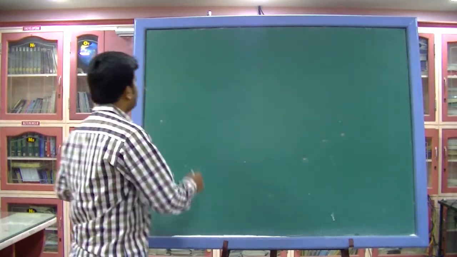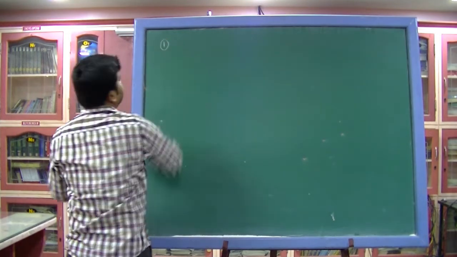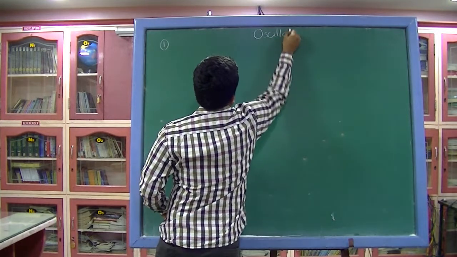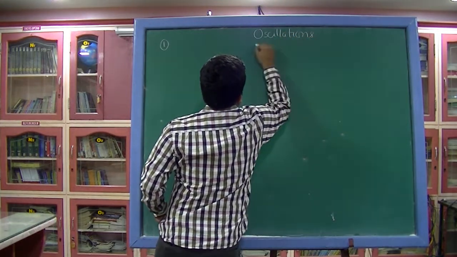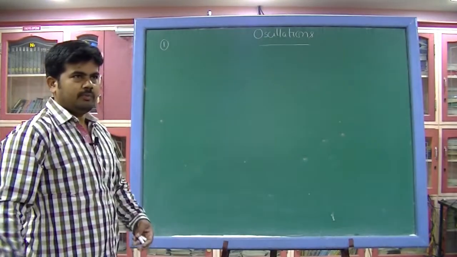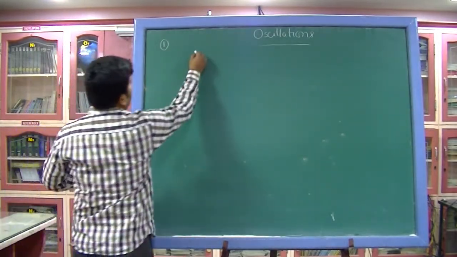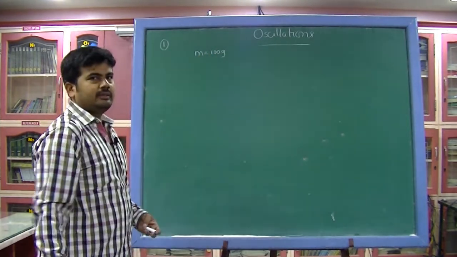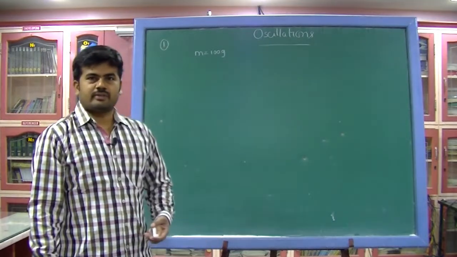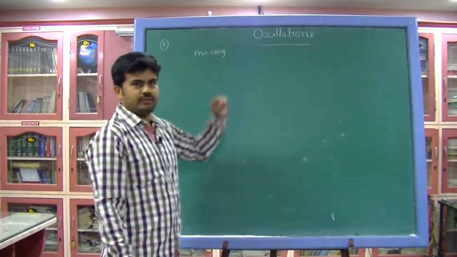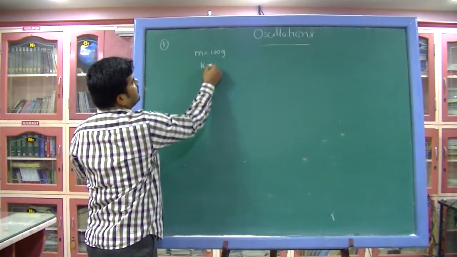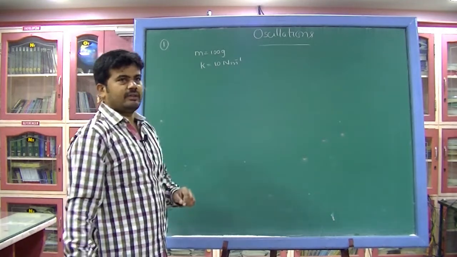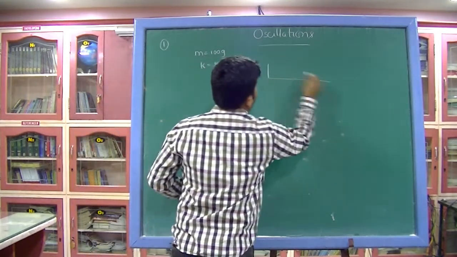So, the first problem, in problems in oscillations. A mass of 100 grams is attached to a spring of spring constant k equal to 10 Newton per meter on a frictionless horizontal surface, like this.